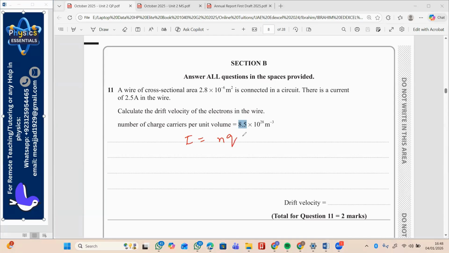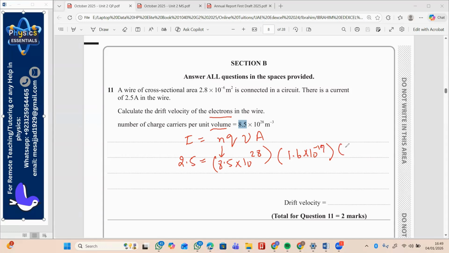So this is your formula for the drift velocity. Here Q is the charge, and in that case here it is the electron, so we have to replace Q with the electron's charge. I is simply 2.5. It's in amperes, so no need to change it. n is the charge carrier density, which is the number of charges per unit volume. So you're just putting it in right away, 8.5 into 10 raised to the power 38. Q is the electron charge, and in that case, it is 1.6 into 10 raised to the power minus 19.